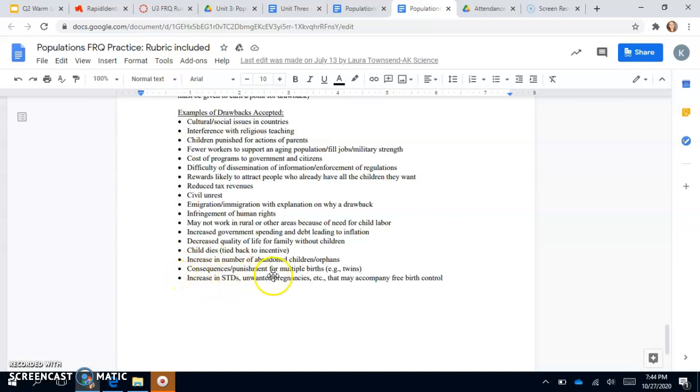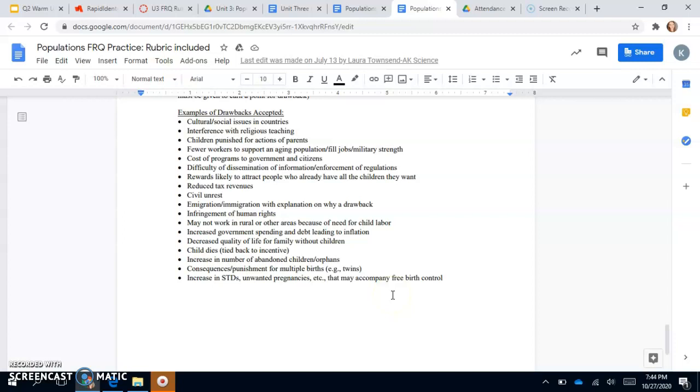Consequences and punishment for multiple births, so like twins. So we can't control, right? Sometimes if we have twins or even triplets, so you might be planning on sticking to that incentive and say, oh, we're going to have only one kid, but then you wind up having twins. And so if you are taxed for that, that's something that you really can't control. So that could be a negative drawback as well.